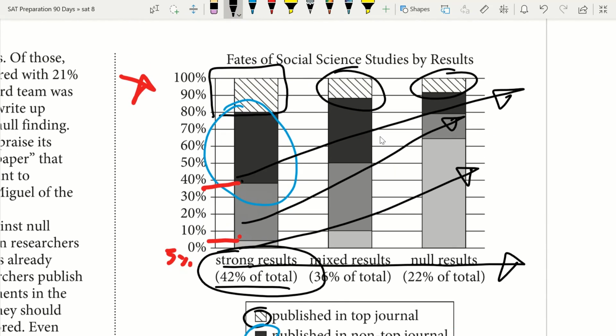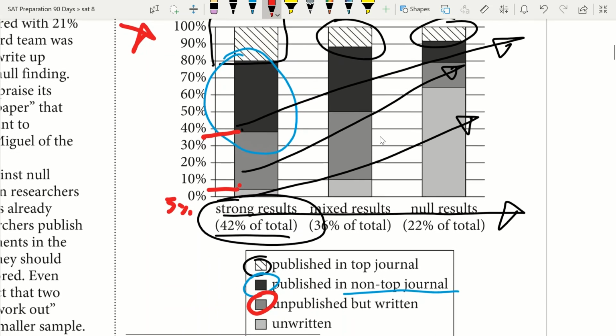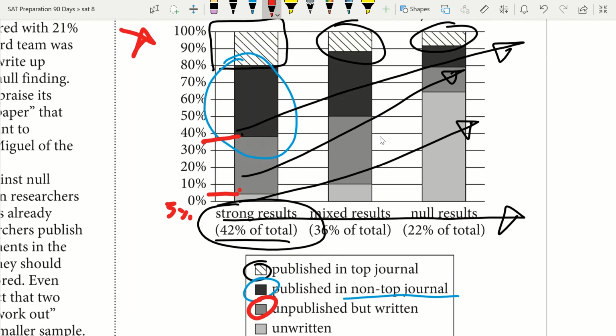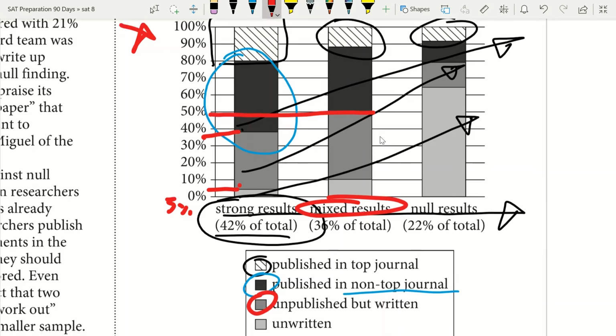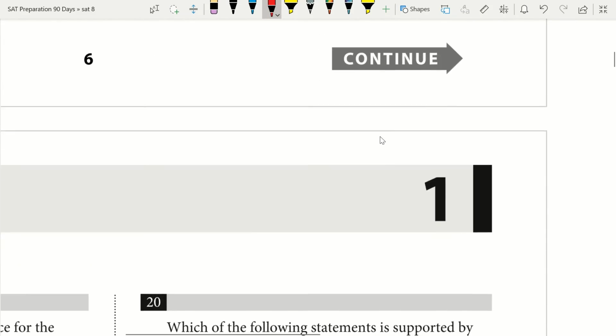It looks like we do have that split at the 50 mark, and that is between being published versus unpublished. Okay, so we have unpublished versus published. We see it split at the 50 mark. Thus, those with mixed results are going to have an equal likelihood of being published as unpublished. So that's going to be correct for number 20.